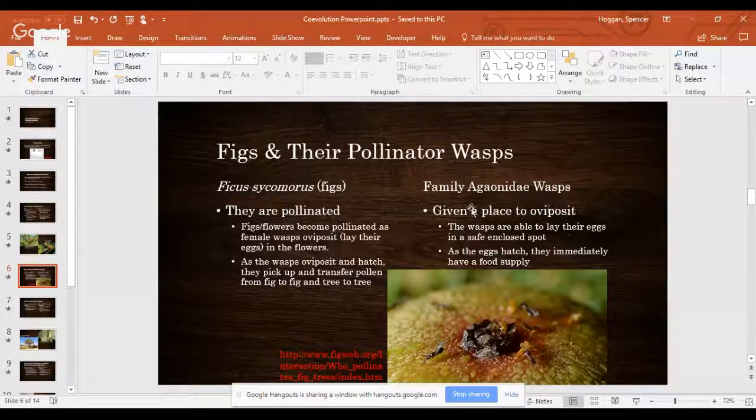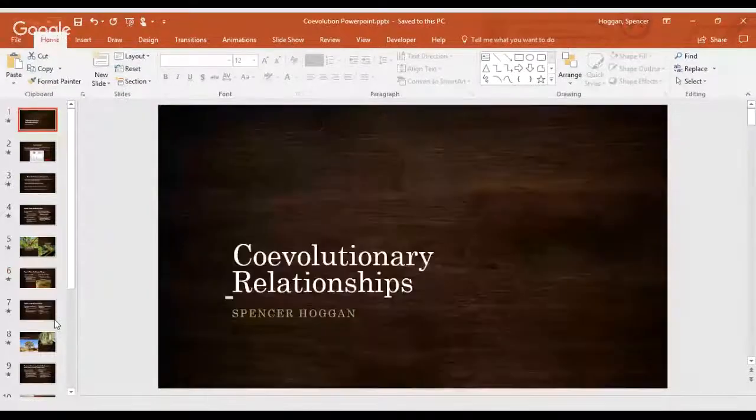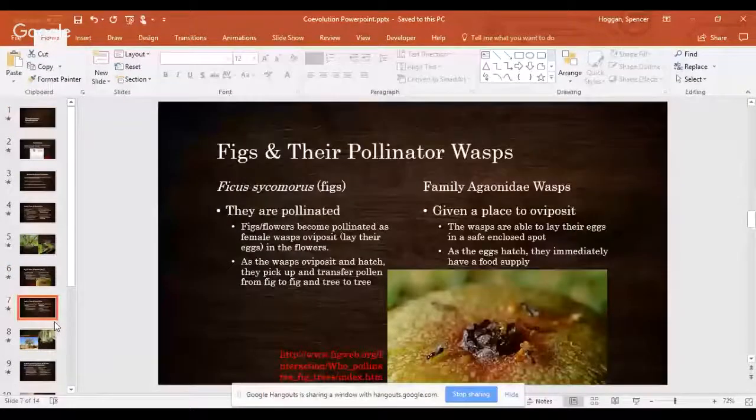These wasps, in return, they're given a place to oviposit, right? They're given a safe place to lay their eggs, and when those eggs hatch, the larvae immediately have a food supply. And then when those larvae leave the figs, they're taking the pollen as well and taking it to other figs. So those two species have become interdependent and mutually exclusive to one another.